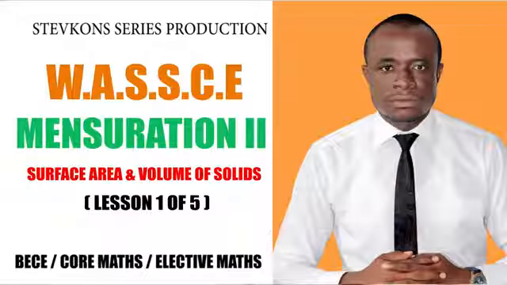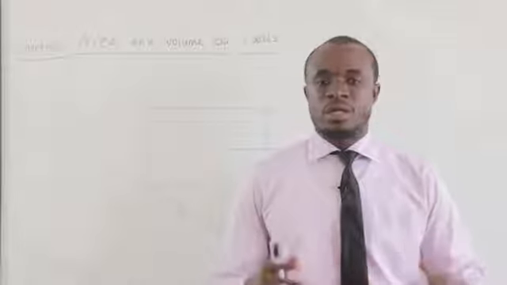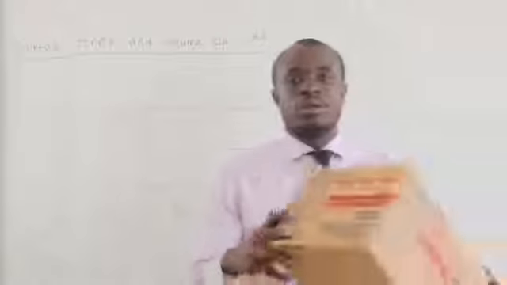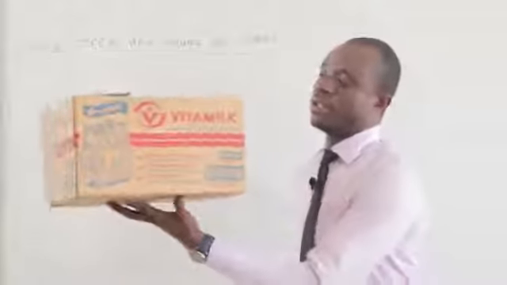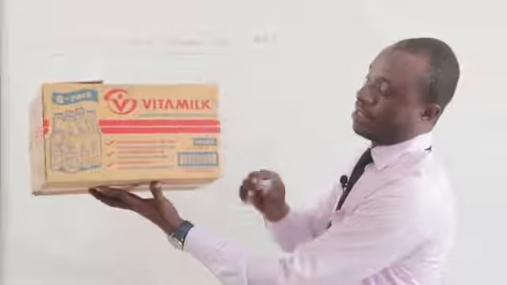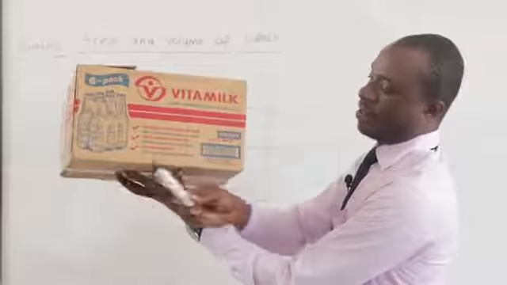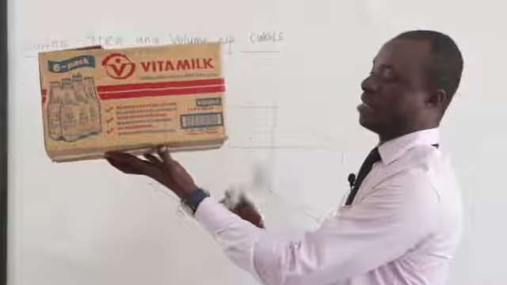Today we'd like to look at surface areas of cuboids and then its volume as well. Now, an example of a cuboid is this box that you are seeing over here. Looking at this cuboid, this is the depth or the height. This is the length, and this side is the breadth.